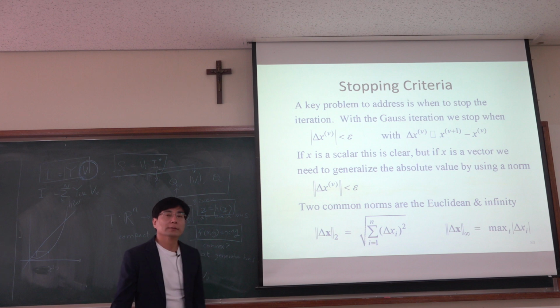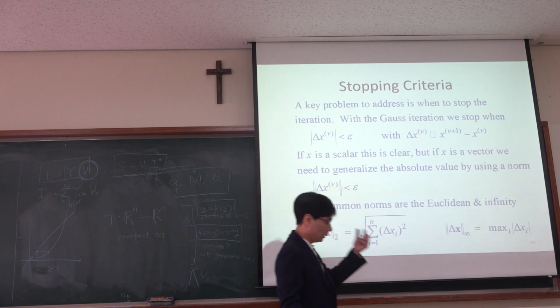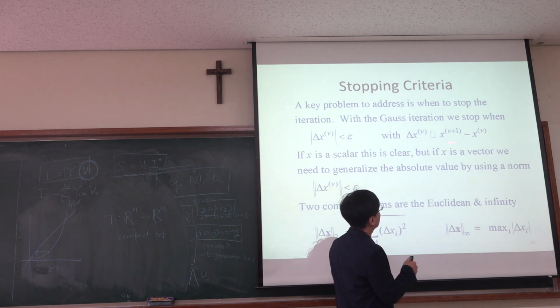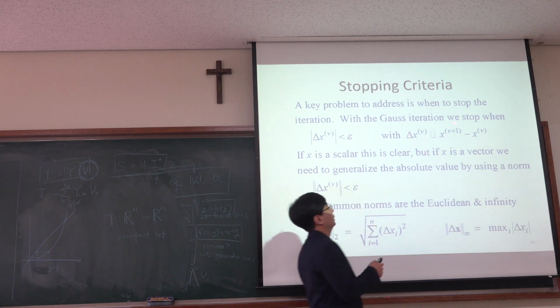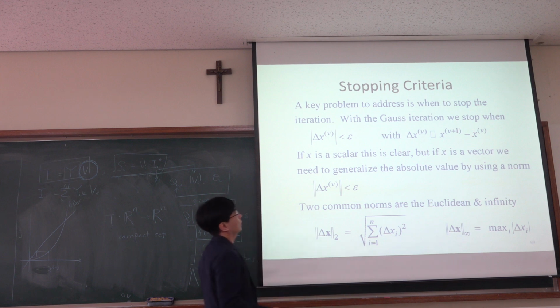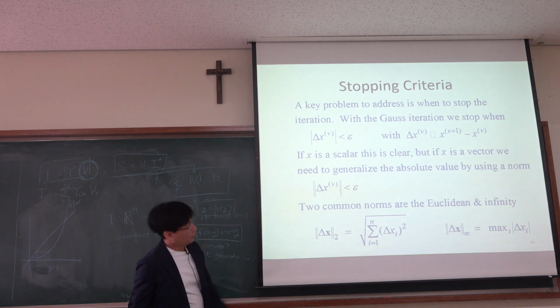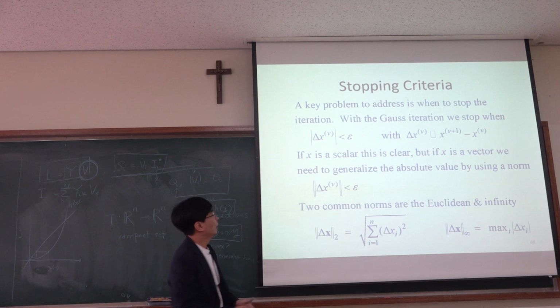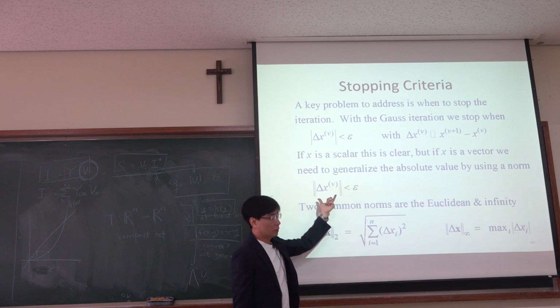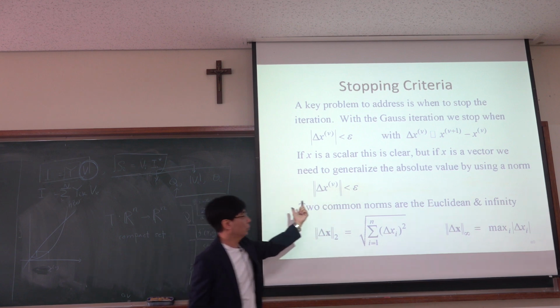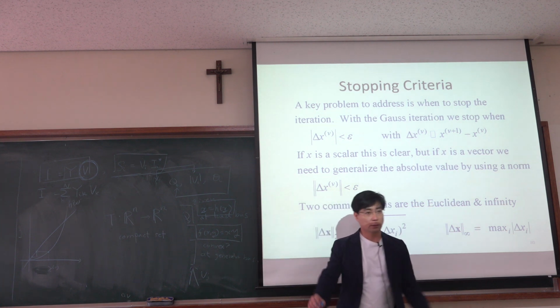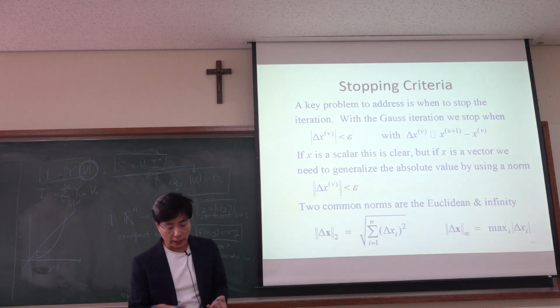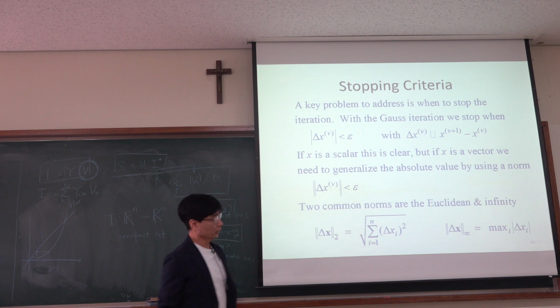We also need to have some stopping criteria. If the difference between the iterations is very small, where delta x_k is defined as the difference between these two values, and the difference is less than epsilon. When this is a scalar, you can just use the absolute value. If this is a vector, we need to use some kind of norm, either L2 norm or infinity norm. If the norm of the vector is less than some epsilon, then you can stop.